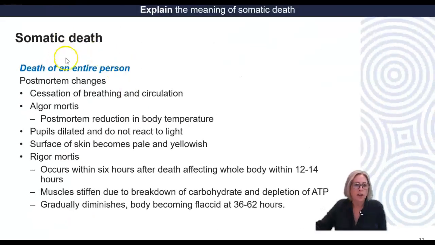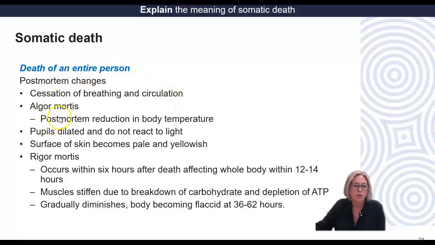All right, and our final thing to look at is somatic death. So we're talking about death of an entire person. And there are these characteristic changes that occur once a person dies. So these post-mortem changes. Obviously, the person is going to stop breathing. There's also going to be a cessation of blood flow because there's no heartbeat, right?